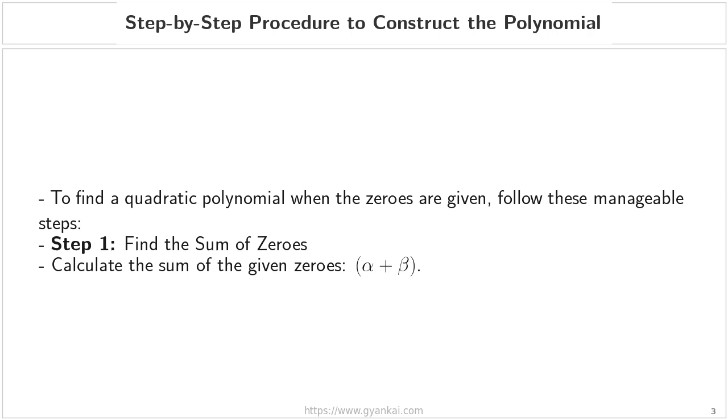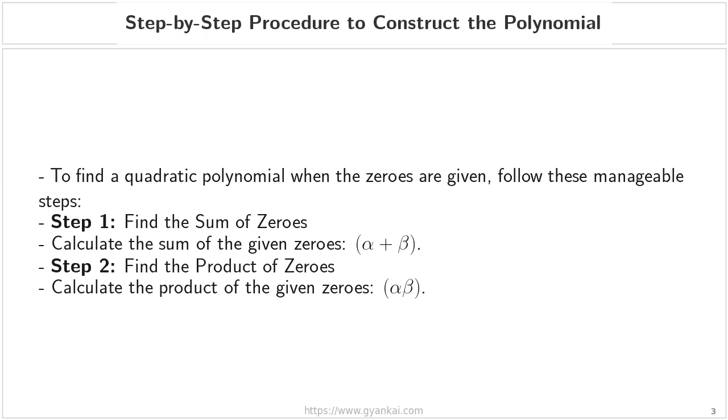Step 1, your first task is to find the sum of zeros. Simply take the given zeros, which we call alpha and beta, and calculate their sum, alpha plus beta. Step 2, next, you need to find the product of zeros. This involves multiplying the two zeros together, which we represent as alpha times beta.